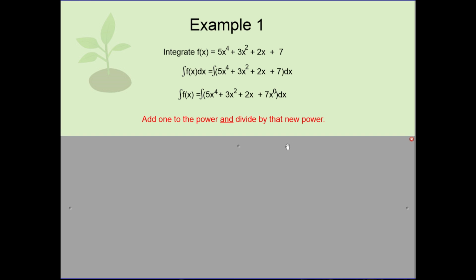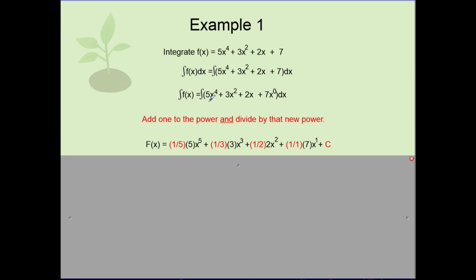So drag this down just a little bit. Since we have 5x to the 4th, 4 plus 1 is 5, right? And then we want to divide by 5, so we can multiply by 1/5 out in front. So we have 1/5 times 5 times x to the 5th. Same thing right here with 3x squared. 2 plus 1 is going to be 3. Divide by 3, so 1/3 times 3 times x cubed. Moving on here, this is 2x to the 1st, correct? So we have 1 plus 1 is 2, divide by 2, so we have 1/2 times 2x squared.